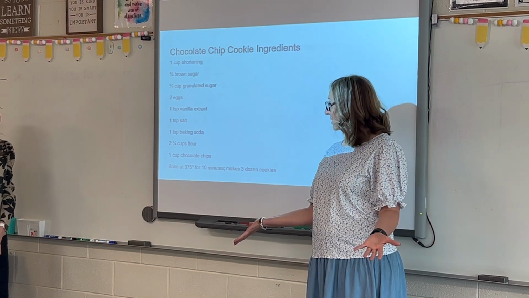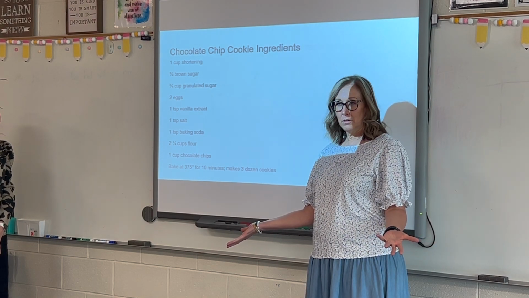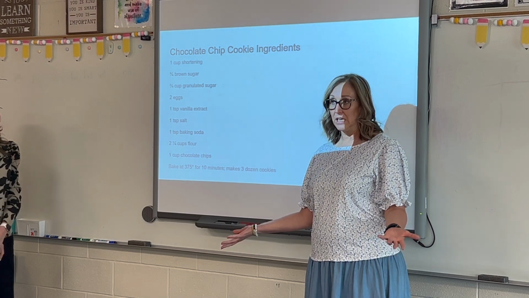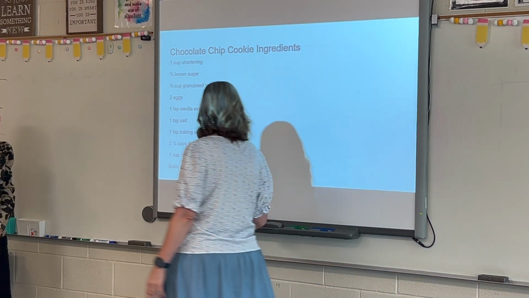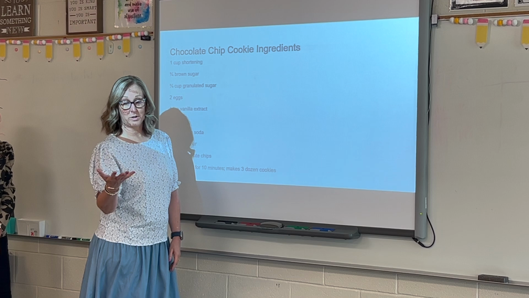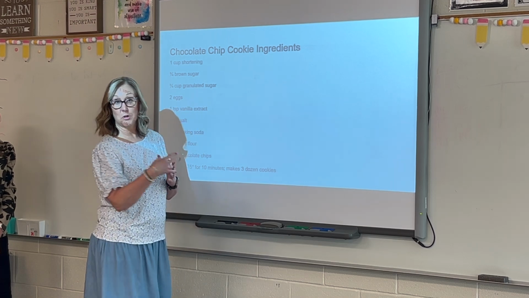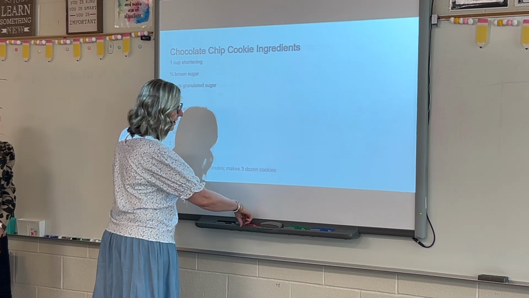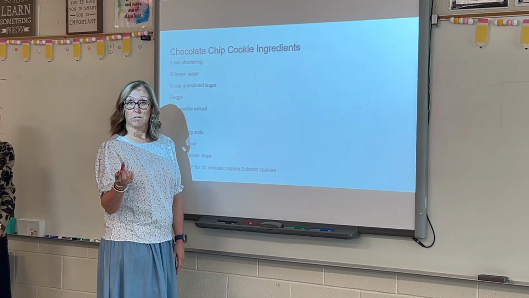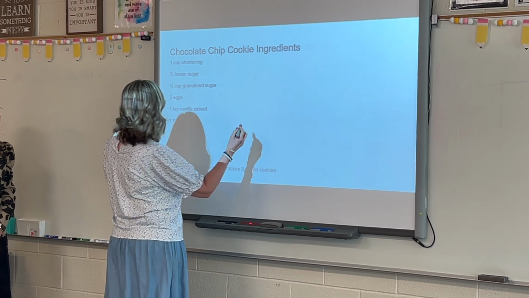How many students are in our school? 850? 850. So we need to double this or triple this, we need to do much more than double or triple. We need to multiply our amounts by 24. That's a lot of cookies.